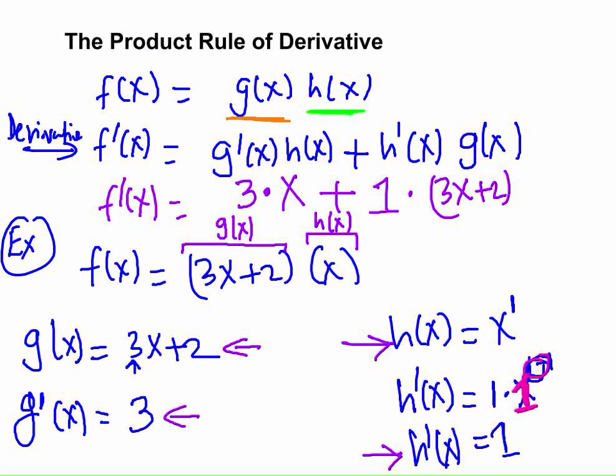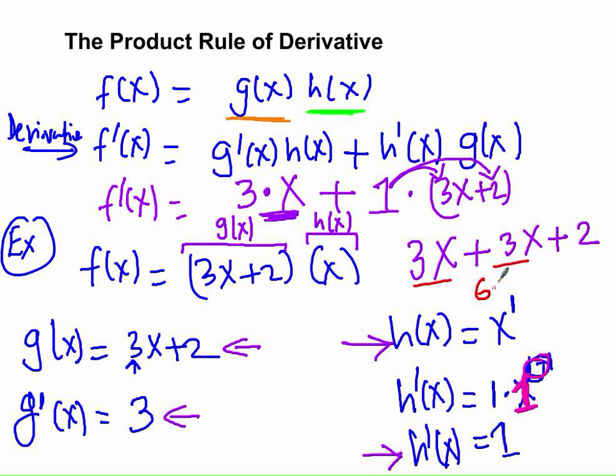Now we can simplify this down. So it's going to be 3x plus, if we distribute 1, we would get 3x plus 2. And then we combine the like terms: 6x plus 2. This is the derivative function f prime of x of this.